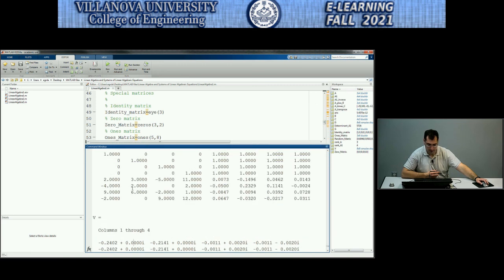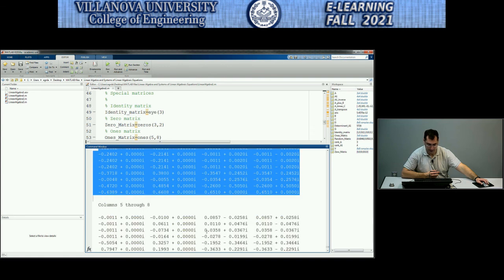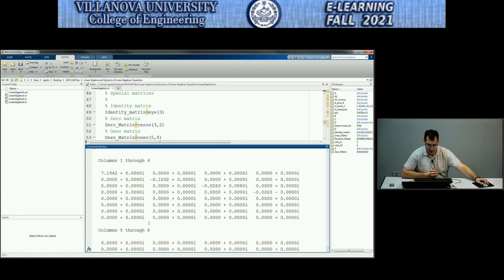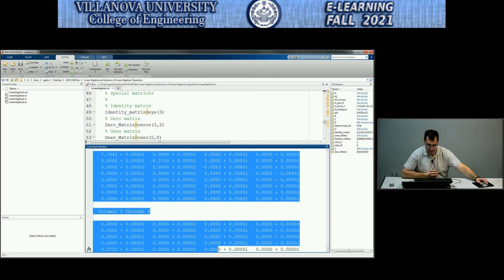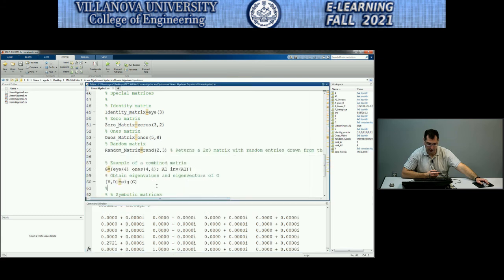So this is going to be my matrix G, which is going to be 8 by 8, and then I compute its eigenvectors and the eigenvalues. Those are going to be given through the matrices 8 by 8. One of them is diagonal, and another one is the matrix whose columns are going to be the eigenvectors of the matrix G.